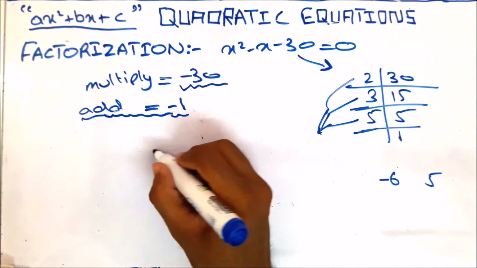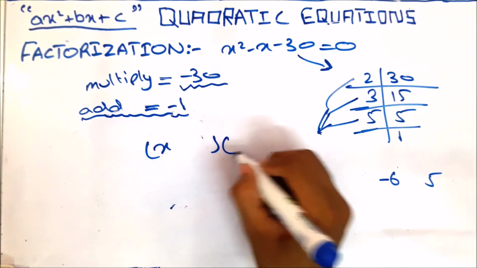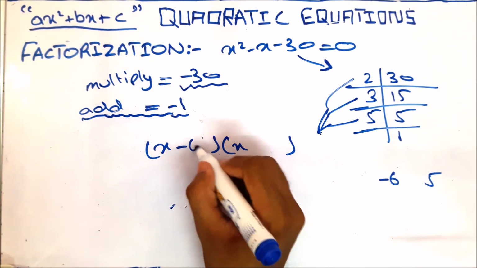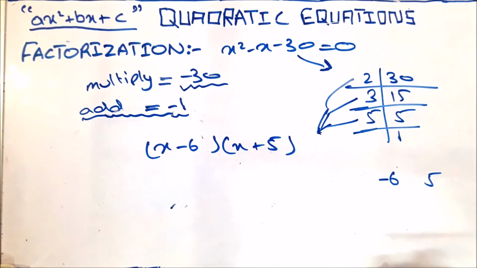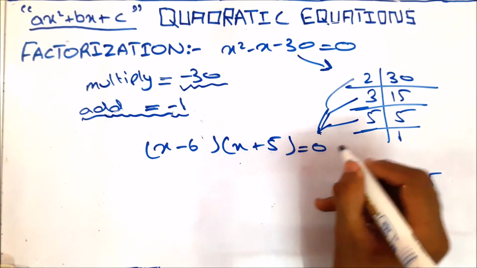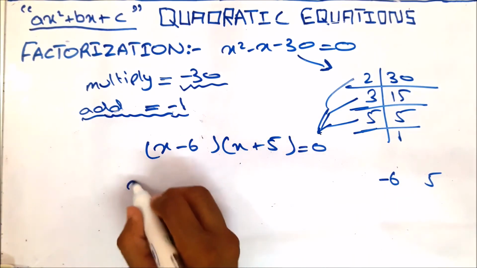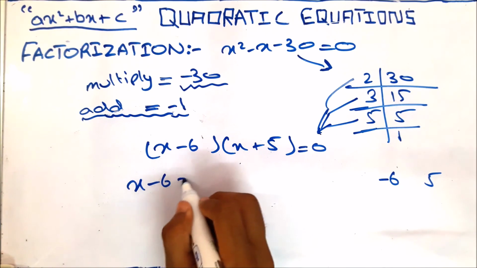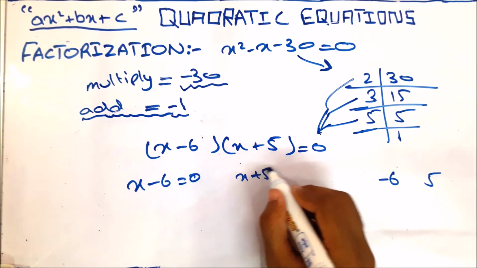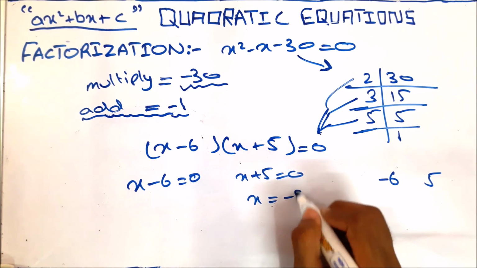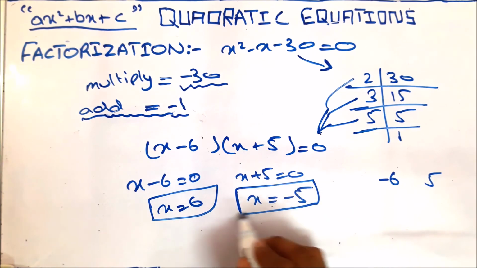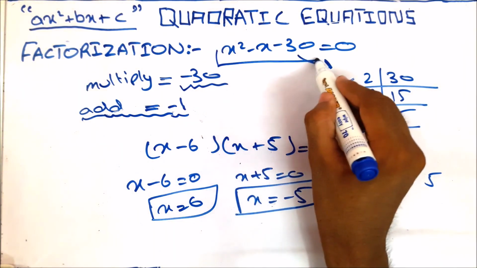Okay, so let's do it. We make two brackets, and then what do we have? Minus 6 and plus 5. Okay, so what we do is we keep them equal to 0. x minus 6 equal to 0, and x plus 5 equal to 0. We get x equals minus 5 and x equals 6. These are our two answers of this quadratic equation.